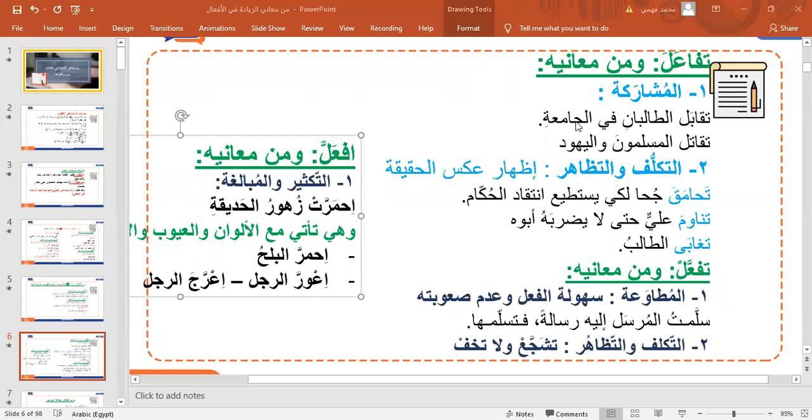Tafa'ala has two meanings. So the first is participation. So it's an act which can't be done on one's own. So it has to be done with more than one person in that verb form.